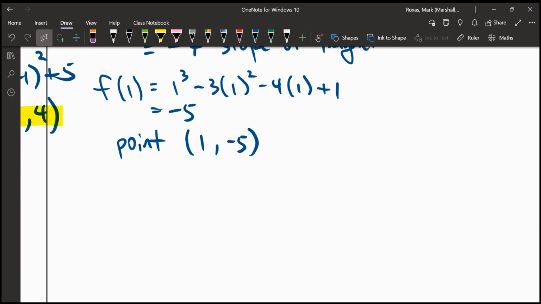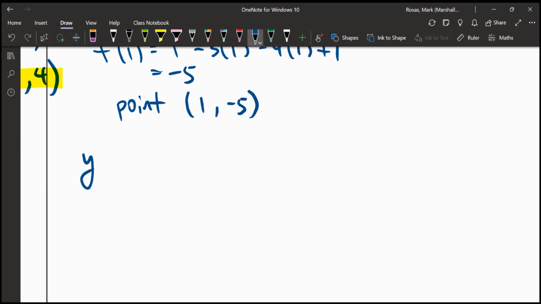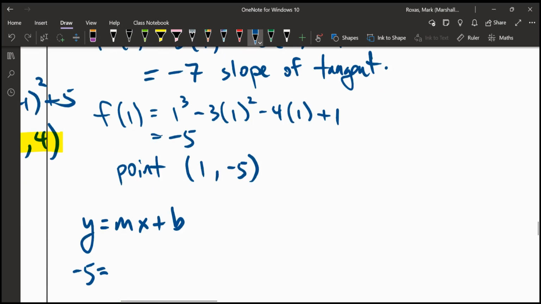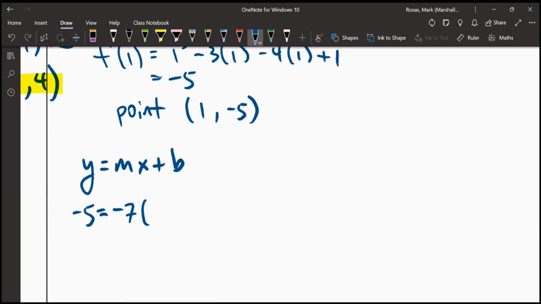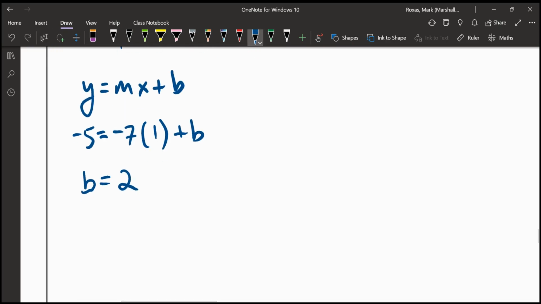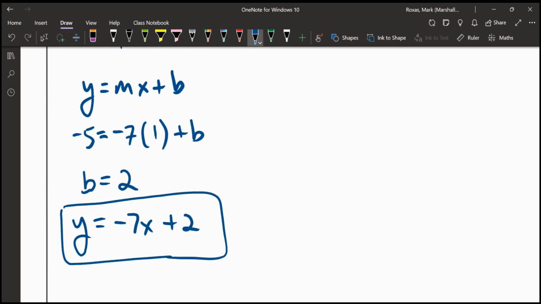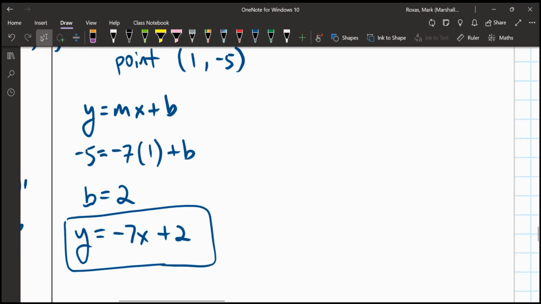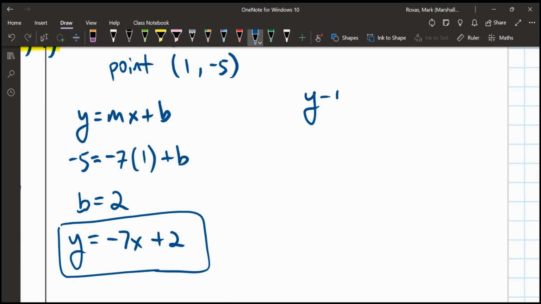Plug it into the function for the equation of a line. Okay, so again, you can use y equals mx plus b, knowing the y coordinate is negative 5. What is our slope? We said the slope was negative 7. What's the x coordinate? 1, plus b. Solve for b. We get b equals 2. Okay, and so the equation of my tangent line is y equals negative 7x plus 2. Or you can use the other form of the equation of a line. Here it is, y minus y0 equals m times x minus x0.